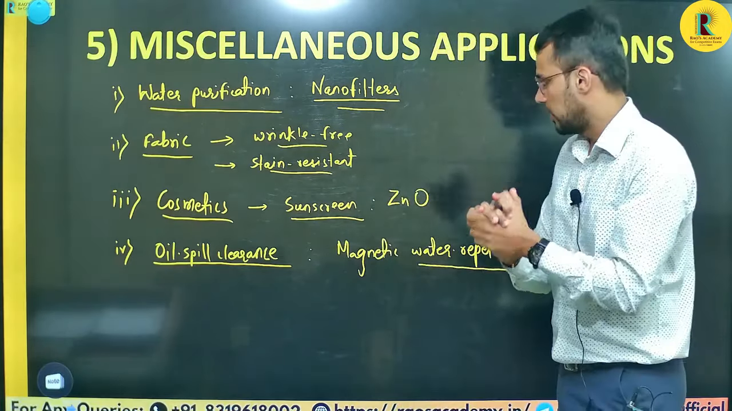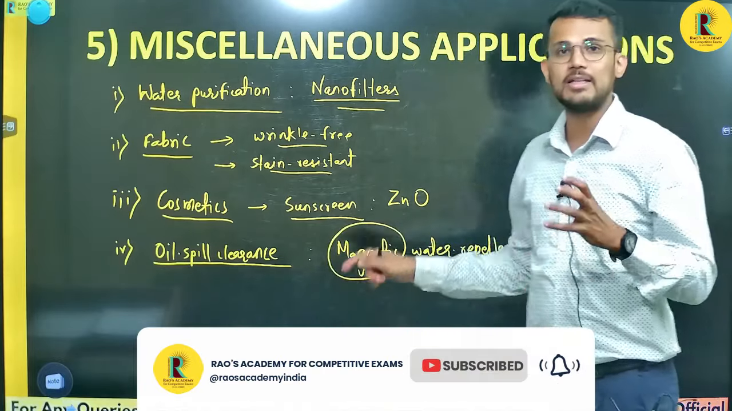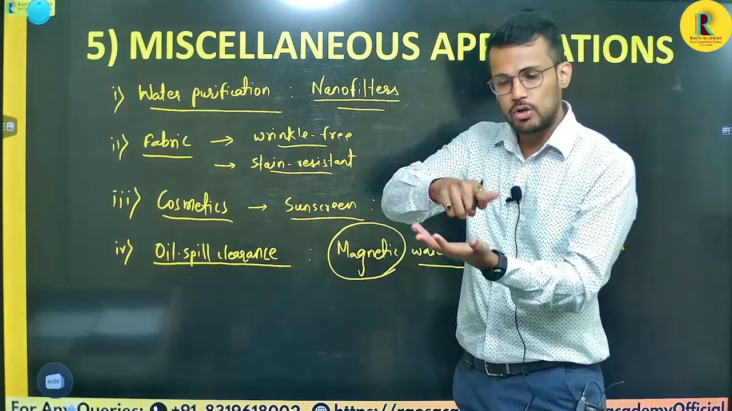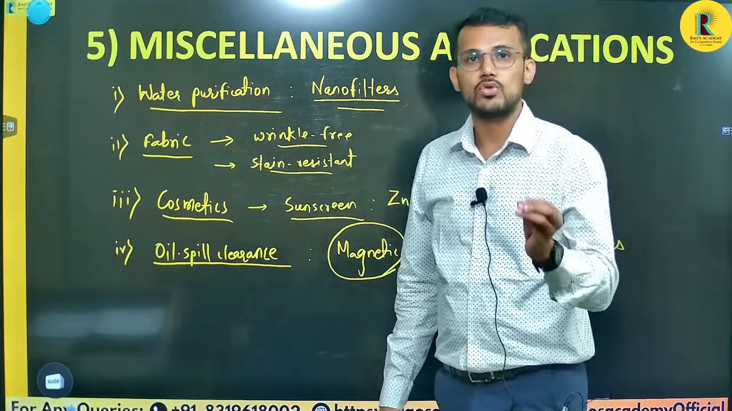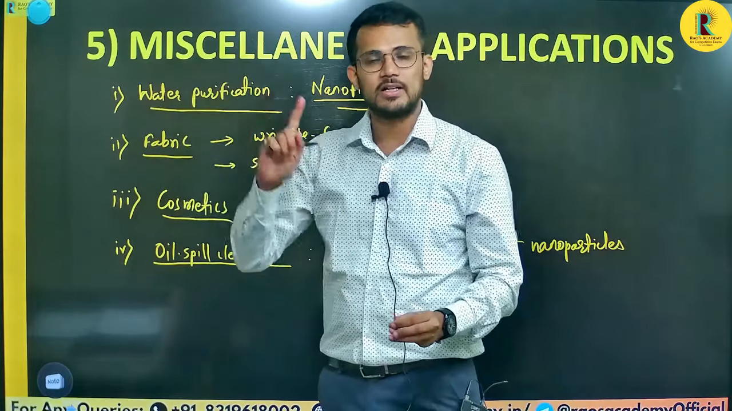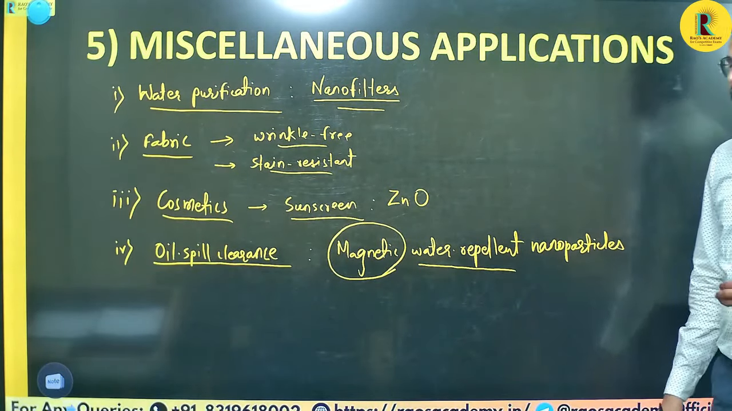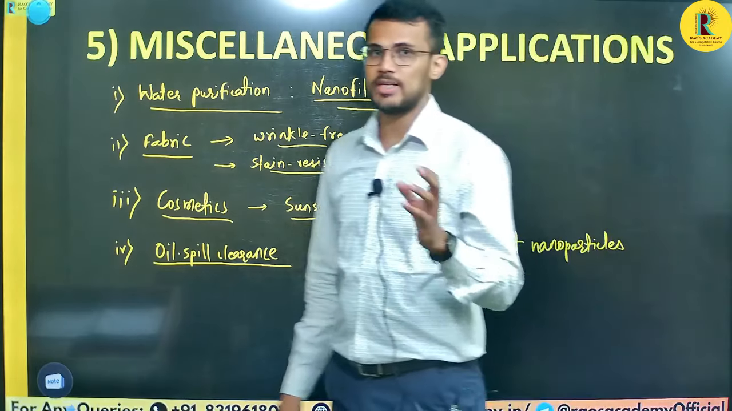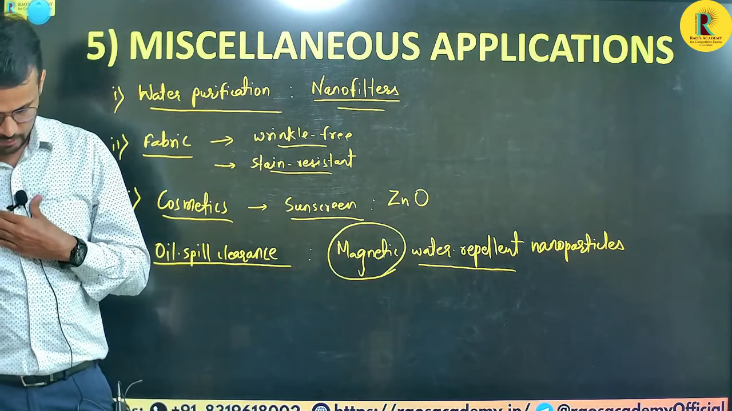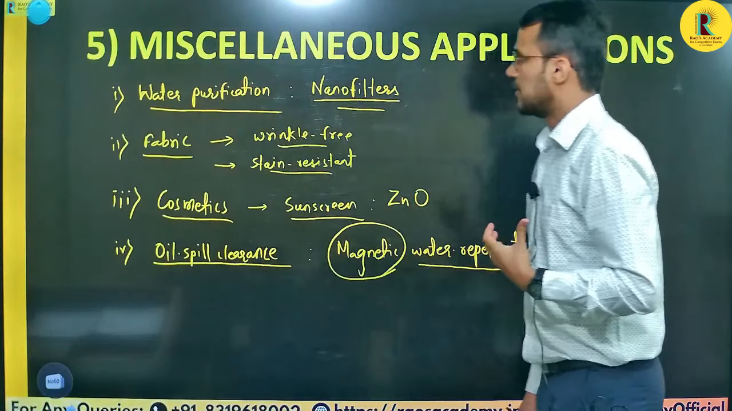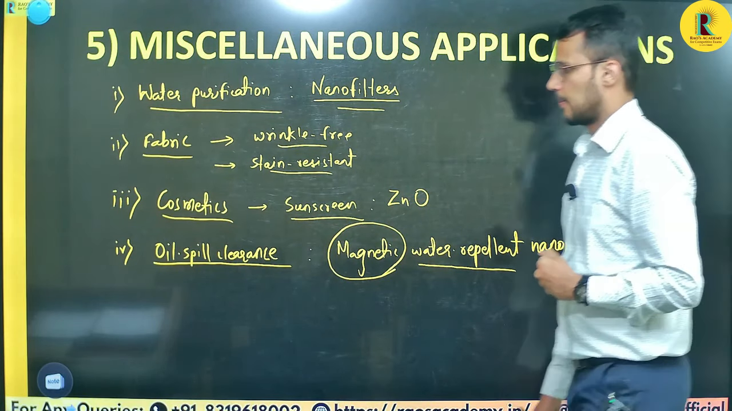Once they attach themselves to oil, what we can do, we can use a magnet. These nanoparticles are magnetic in nature, and hence we can use a magnet in order to pull those magnetic nanoparticles. And when we pull those magnetic nanoparticles, we are also able to pull oil that is attached to those nanoparticles. And that is the use of nanotechnology for taking care of oil spill events, which are extremely harmful for the environment. Fine, so these are some of the miscellaneous applications of nanotechnology. I hope this is clear to you. Next.